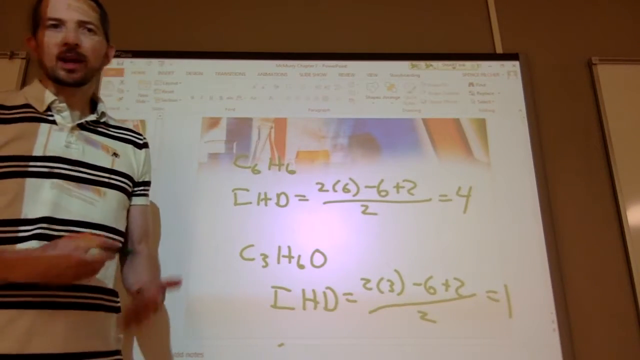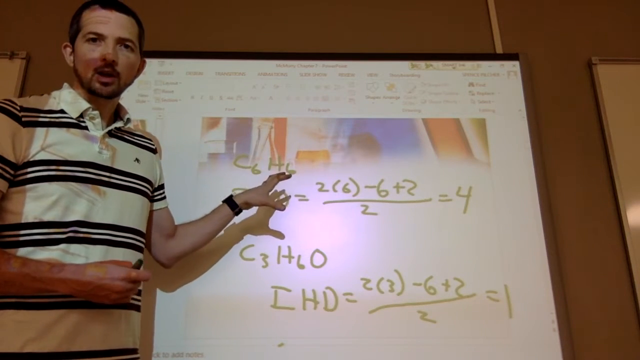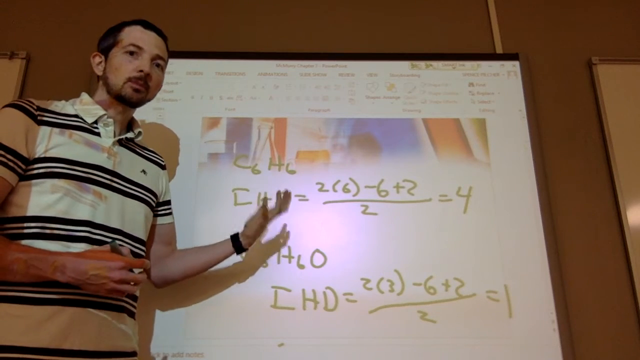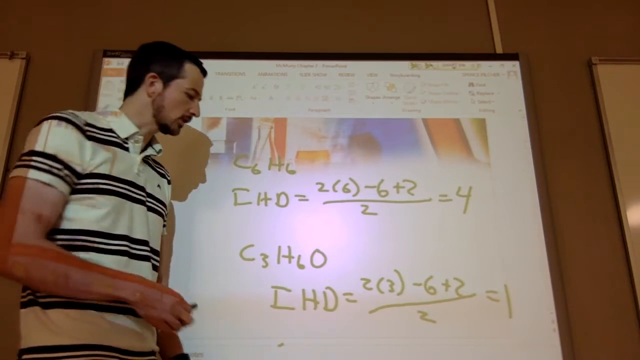So that tells me I either have a pi bond or a ring in my structure. This one up here tells me I have a combination of 2 pi bonds, 2 rings. It could be 3 pi bonds and a ring, or it could be 4 pi bonds. So it's a combination of pi bonds and rings in your structure.